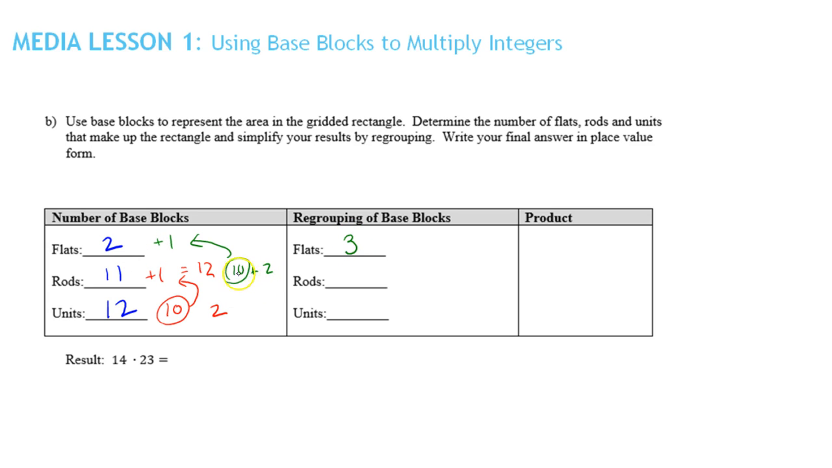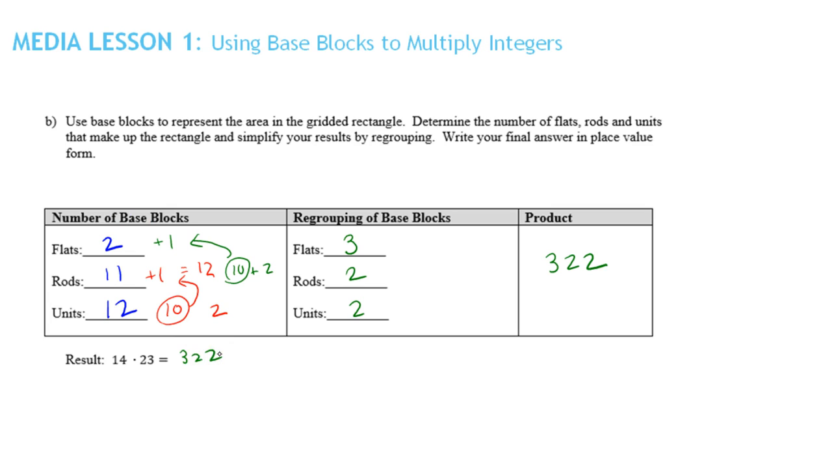Notice there were 2 rods after we regrouped, and there were 2 units after we regrouped. So now that we've regrouped, all of these numbers are less than 10, and we know 3 flats, 2 rods, and 2 units is the number 322. So our product is 322.